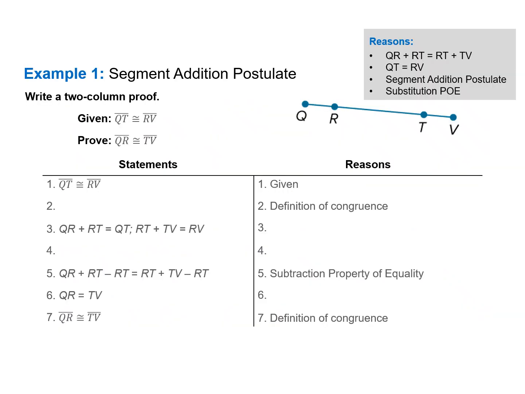Okay, here we have an example. This is the segment addition postulate. It says write a 2-column proof given that line segment QT is congruent to line segment RV. Prove that line segment QR is congruent to line segment TV.